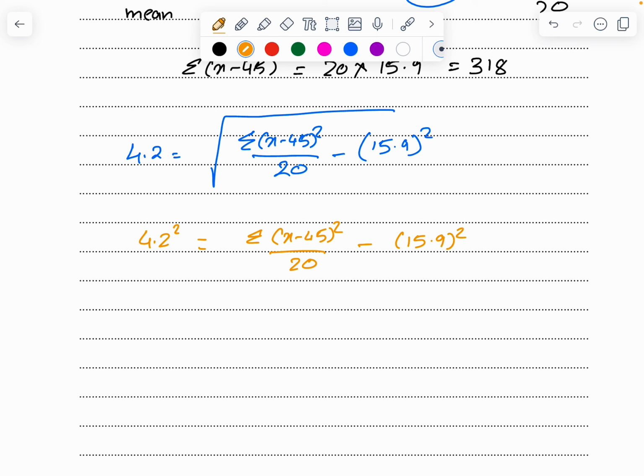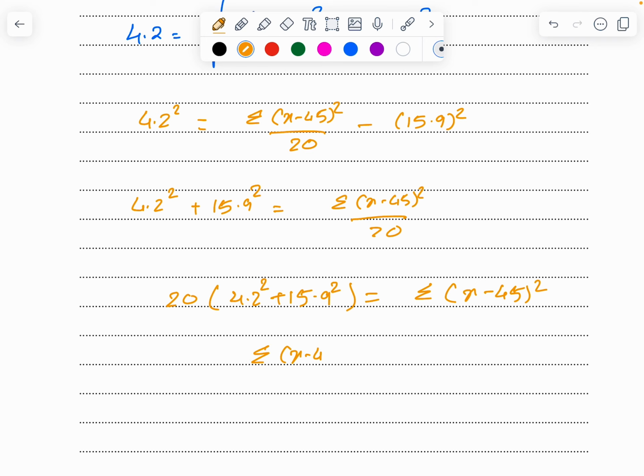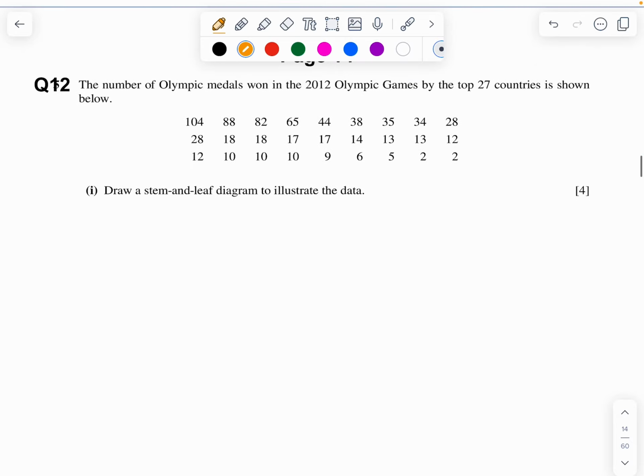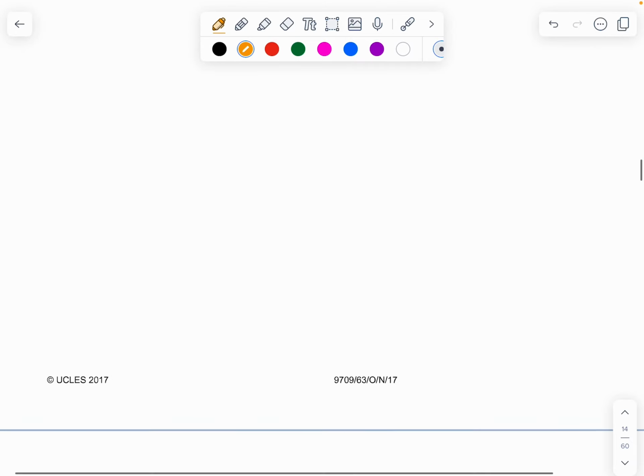So 4.2 square plus 15.9 square equals sigma of x minus 45 whole square upon 20. Then times 20, that should be equal to 20 times 4.2 square plus 15.9 square equals sigma of x minus 45 whole square. So sigma of x minus 45 whole square is equal to 5409. Now the next question is from 2017 paper 63.